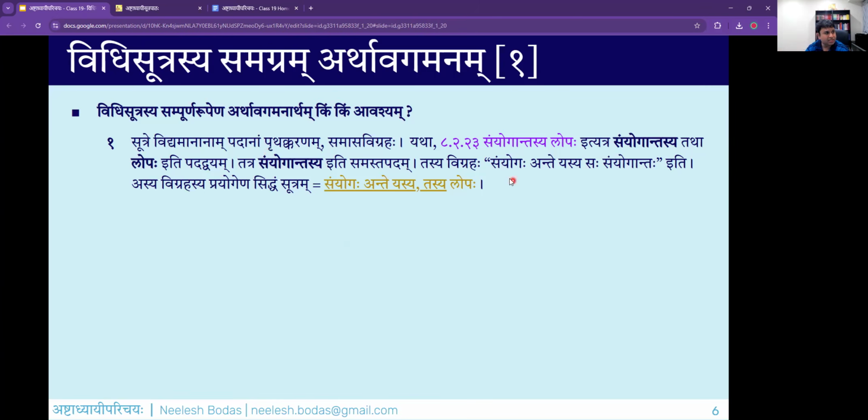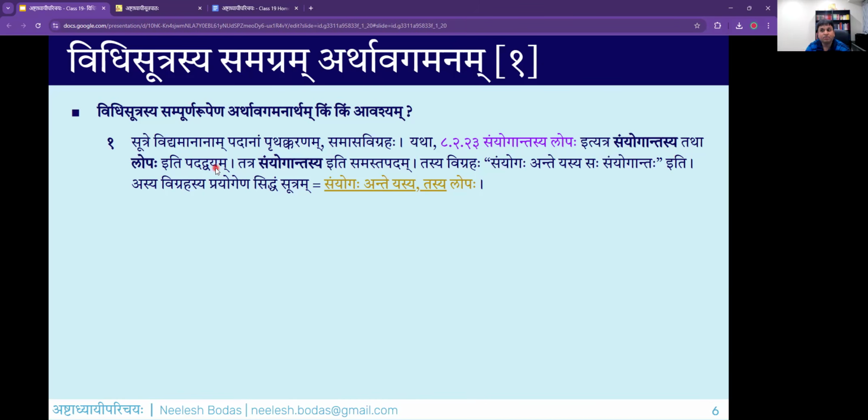So let's take one simple example. Sanyogantasya lopaha, which is 8.2.23. We are going to take this sutram all the way through these steps and understand how the meaning of this sutram unfolds at every step sequentially. So संयोगान्तस्य लोपः इत्यत्र किं किं पदम् इति प्रश्ने कृते, obviously संयोगान्तस्य is one pada and lopaha is another pada.